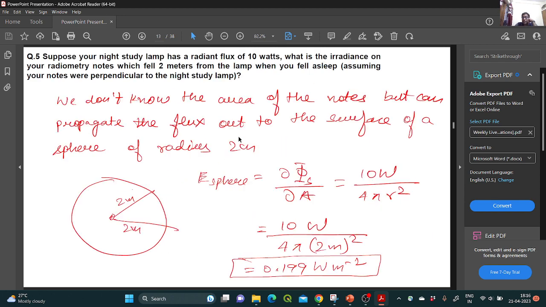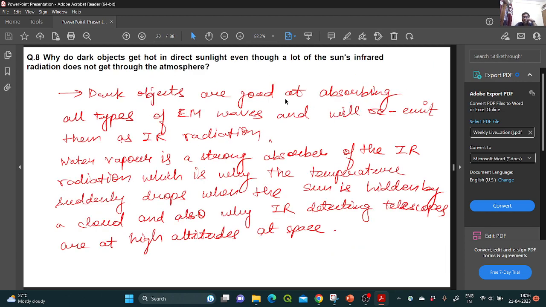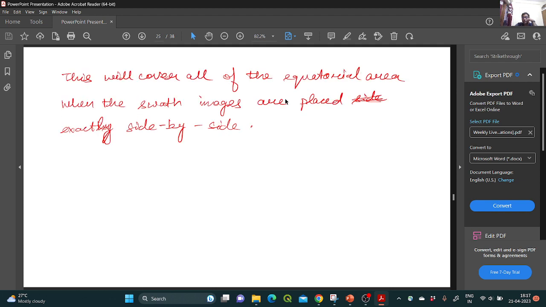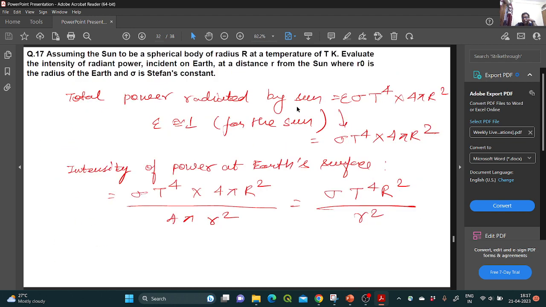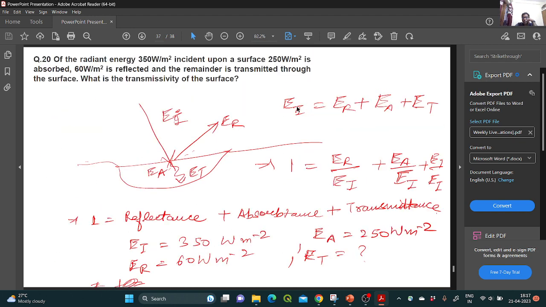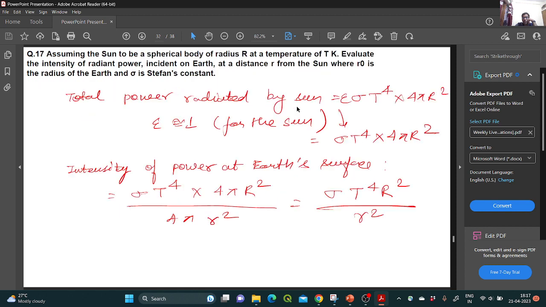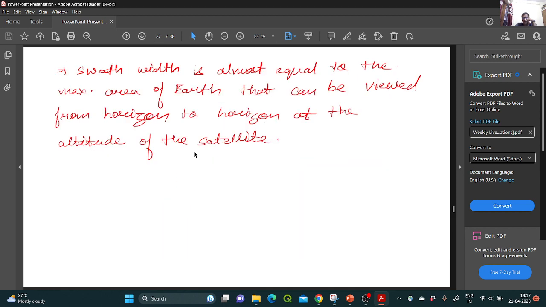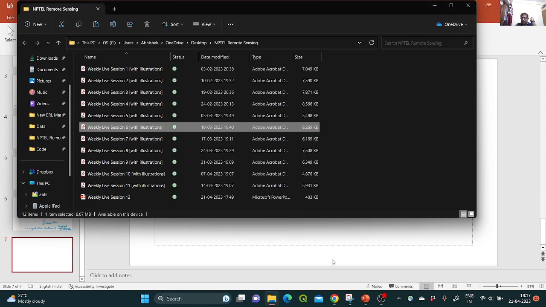Then a bit about radiometry. Again radiometry. We learned about the inverse square law. That's it. This was what we actually understood. Okay, the questions were very general, by the way. We learned a bit about questions related to emissivity in this part, and a question related to the swath viewing angle and everything was discussed. So very simple, more or less.